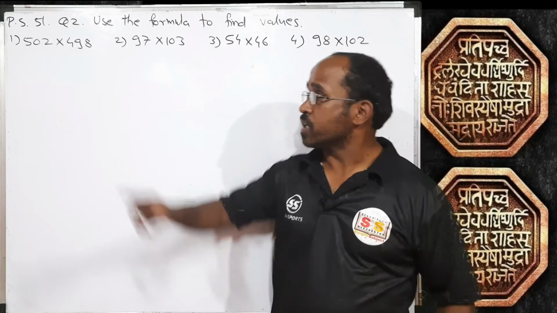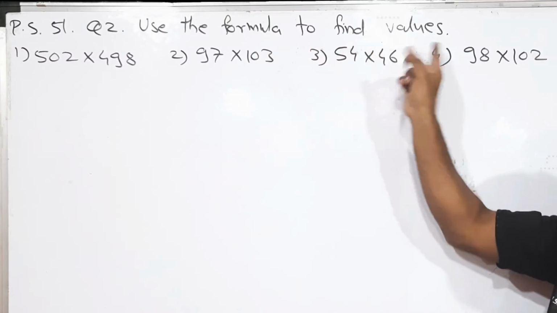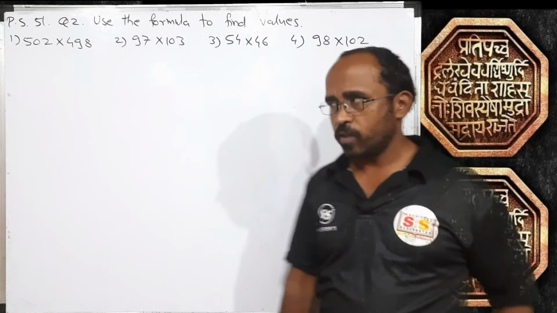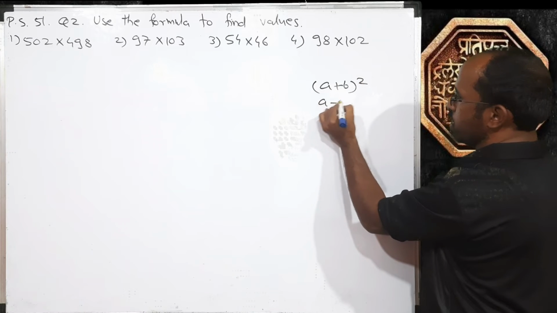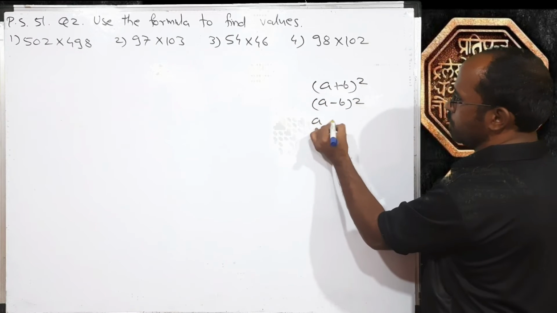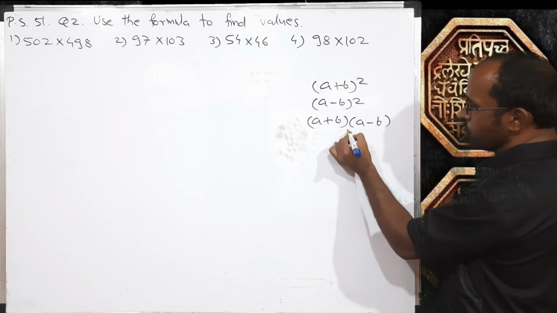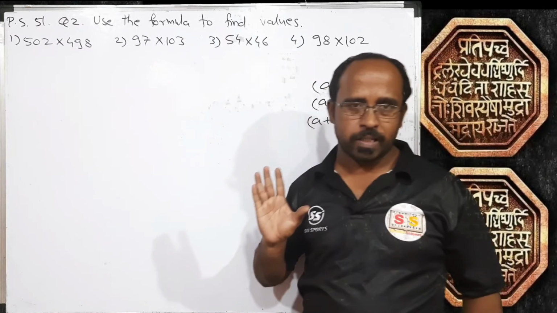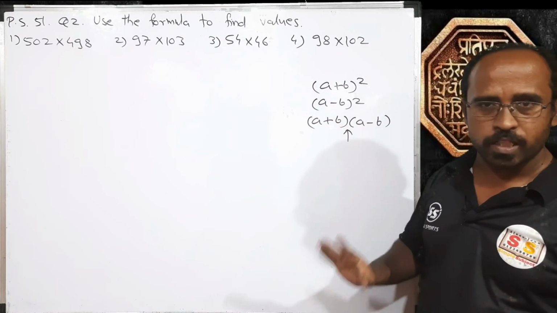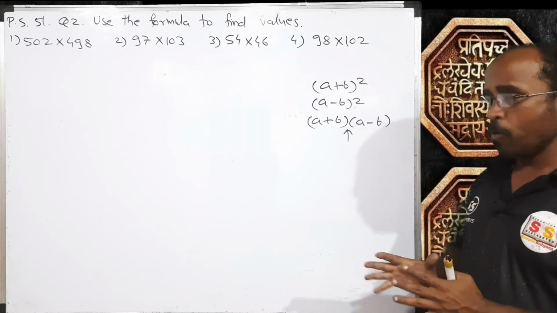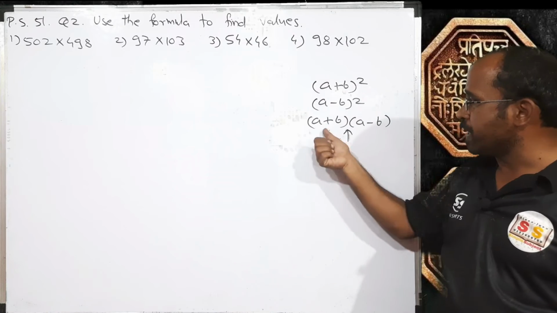Next question is question number 2 from practice set 51. The question is, use the formula to find the values. Among the three formulae which we learned, a plus b square, a minus b square, a plus b into a minus b, this is the only formula which is useful for multiplication, right? So we have to use the formula of a plus b into a minus b. It is clear. So we have to write the given question such that it can fit in this formula.